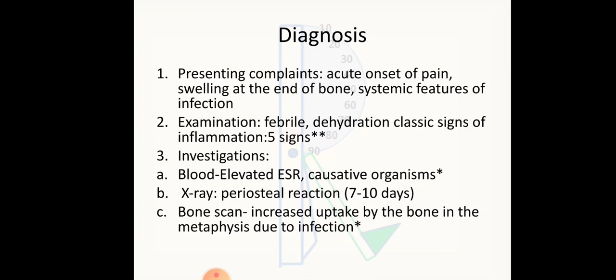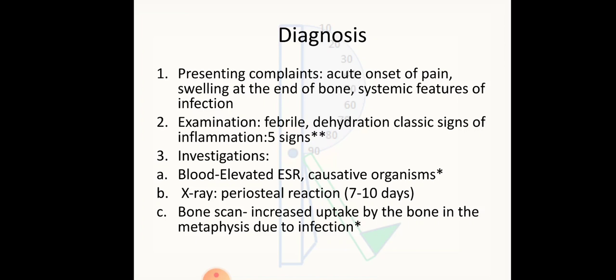Coming to investigation. There are 3 main types of investigation: blood, X-ray and bone scan. Blood. First one, ESR is definitely elevated because it is an infective case. Second one, as the chronicity of acute osteomyelitis progresses, sometimes the causative organism is also seen in blood culture. Coming to the X-ray, we already saw in the previous slides that periosteal reaction is nothing but extra bony growth, the new bony growth in subperiosteal space due to pus accumulation. That is nothing but your periosteal reaction. So definitely a bone is visible on the X-ray.